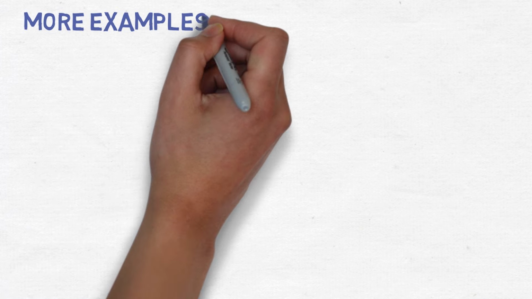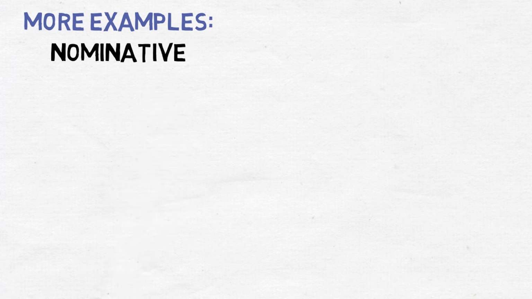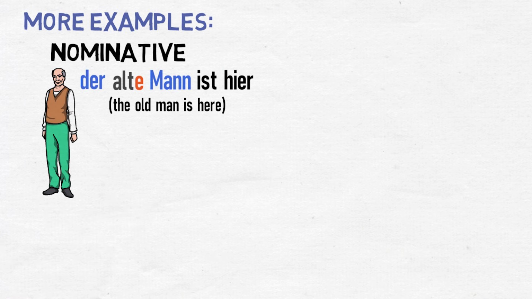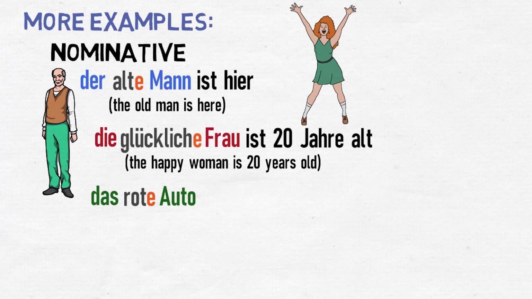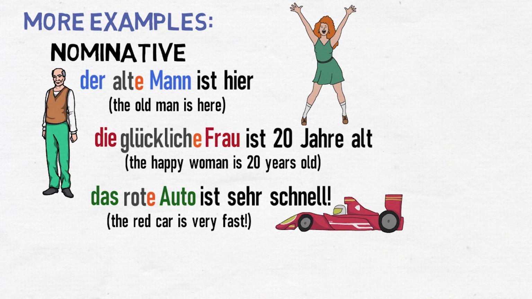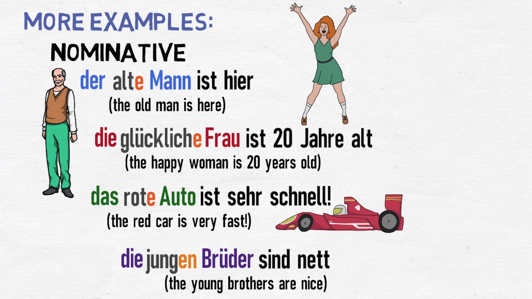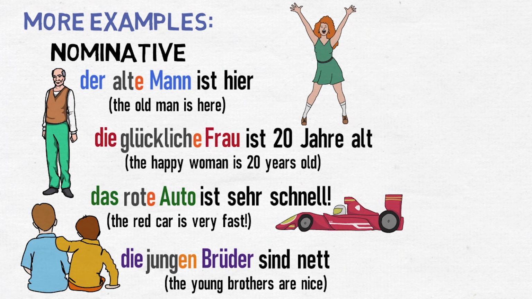Some more examples to finish off. Nominative. Der alte Mann ist hier. The old man is here. Die glückliche Frau ist 20 Jahre alt. The happy woman is 20 years old. Das rote Auto ist sehr schnell. The red car is very fast. Die jungen Brüder sind nett. The young brothers are nice.